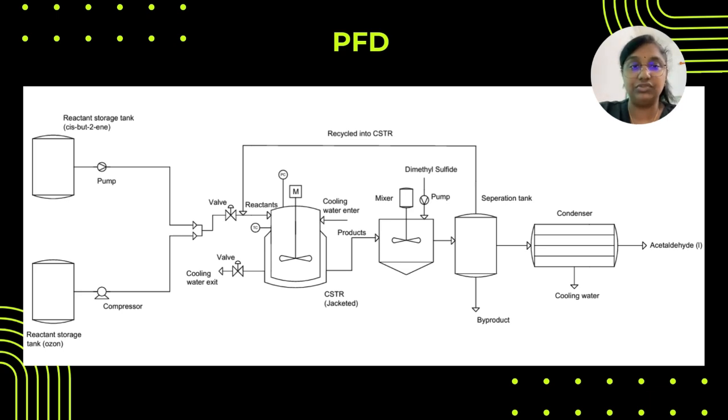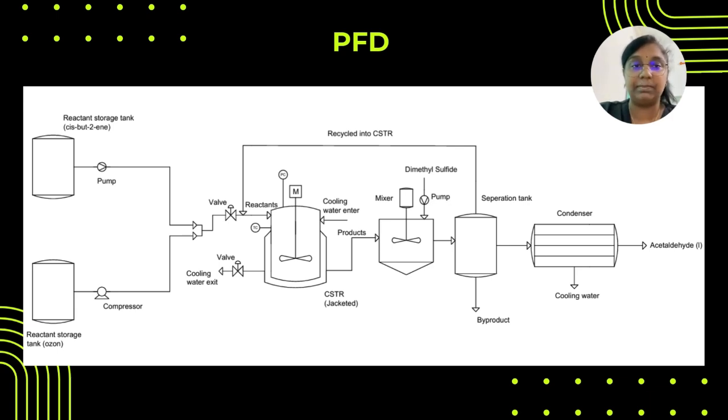The reaction mixture moves to a mixer where dimethyl sulfide is added. Acting as a reducing agent, it breaks down the ozonides into acetaldehyde, the desired product, while minimizing hazardous byproducts. The mixture then flows into a separation tank. Here, byproducts are removed and unreacted materials are recycled back into the CSTR to improve efficiency.